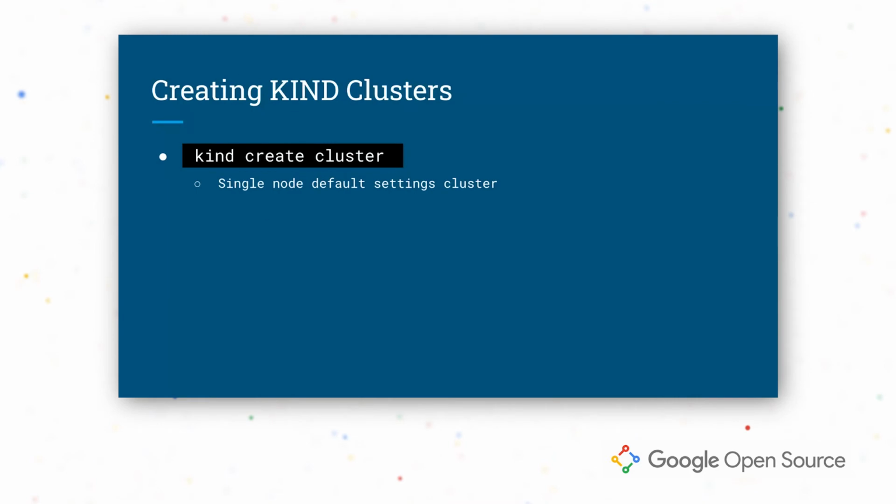So to create a Kind cluster, you call kind create cluster. That will get you a single node cluster with the default settings. It will be named kind, and it won't have any fancy options. It's a single node, and it will default to a recent Kubernetes version.